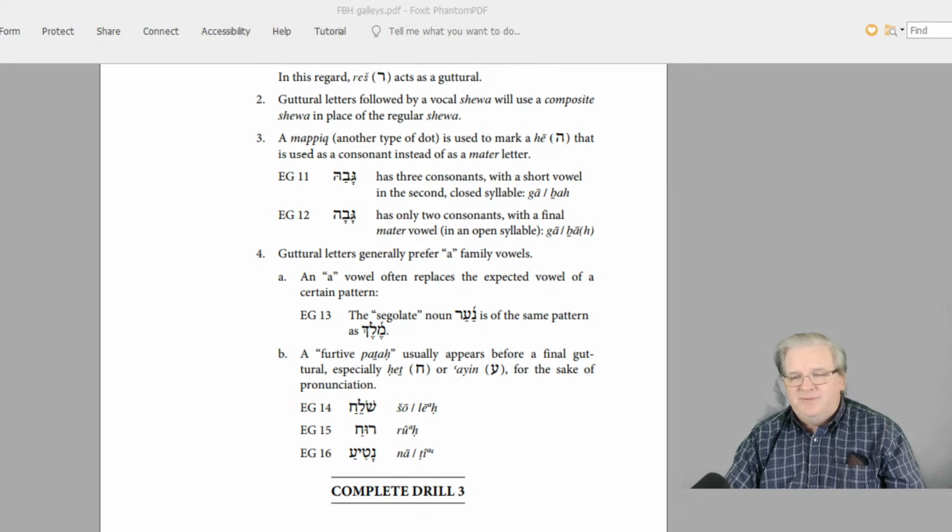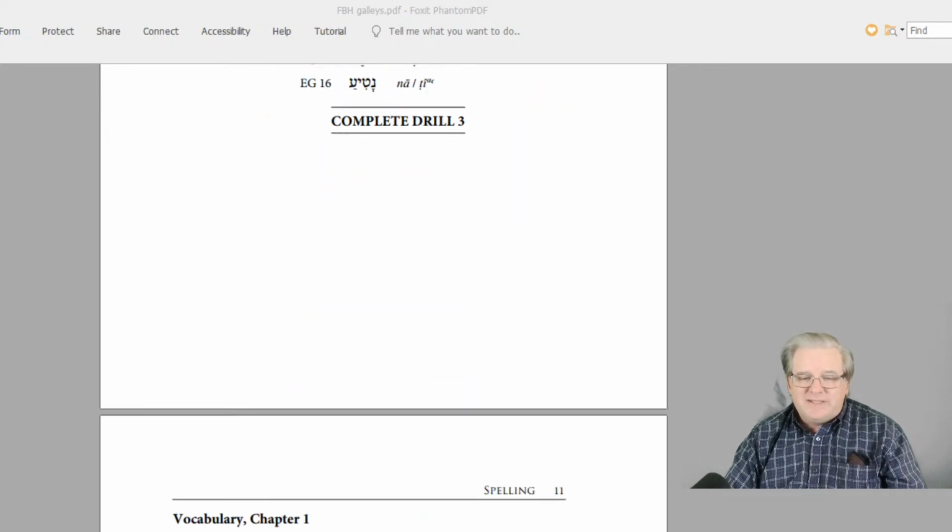If you don't know where Frankenmuth, Michigan is, there's something wrong with you. Or the Wisconsin Dells. We're going to work this and work this and work this. And you'll know what a vocal schwa is before I'm done with you, okay?